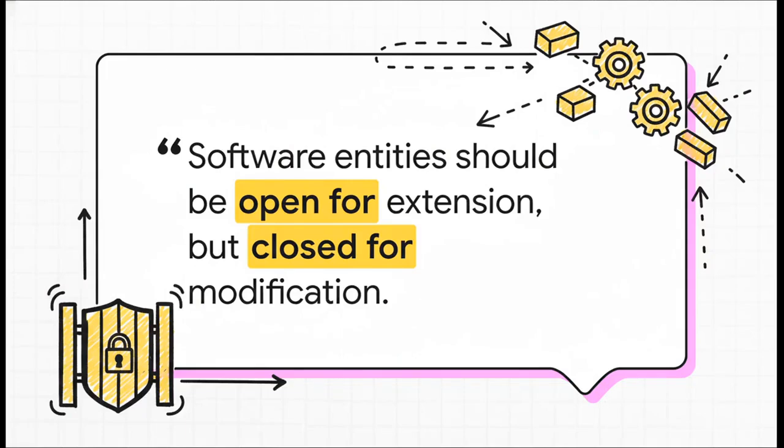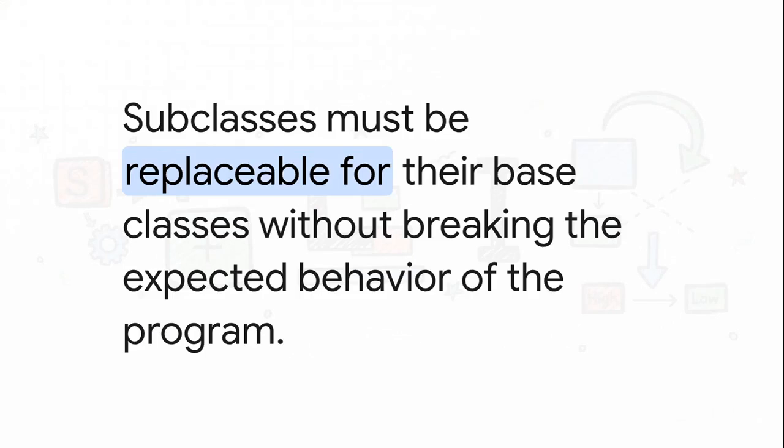Our code should be open for extension, meaning we can add new stuff, but closed for modification. This makes adding new features so much safer and, honestly, a lot faster. All right, now for L. And I know, the name is a mouthful.